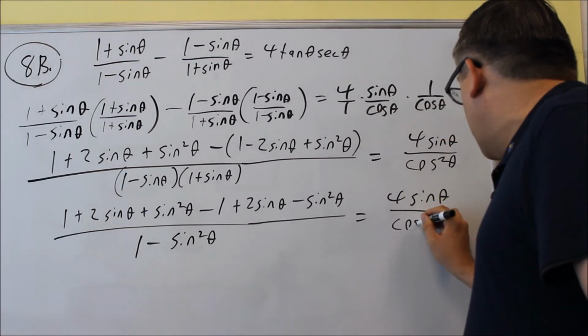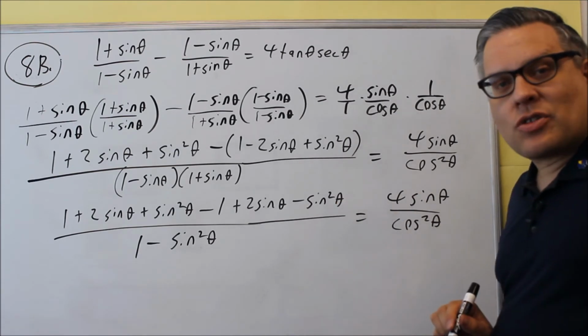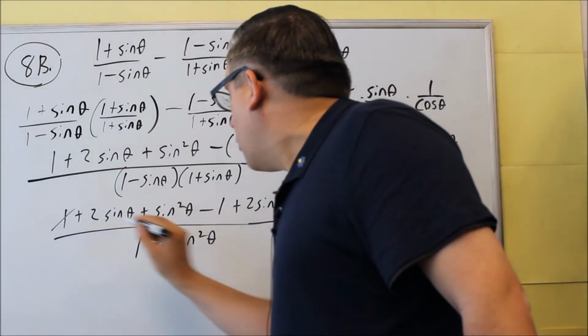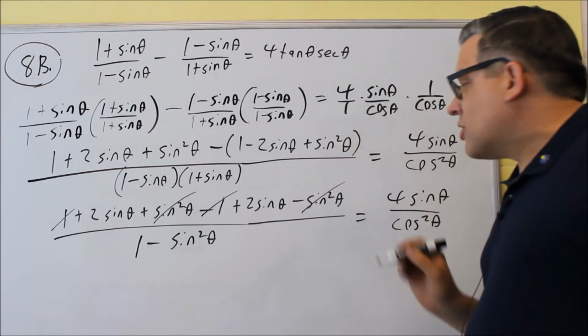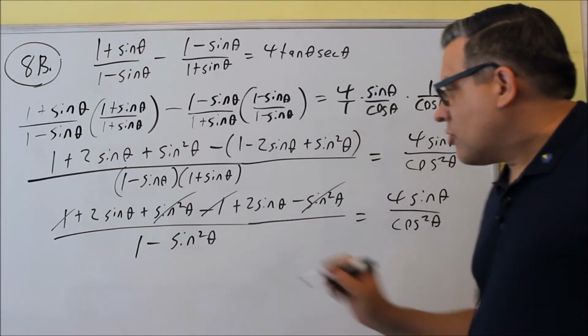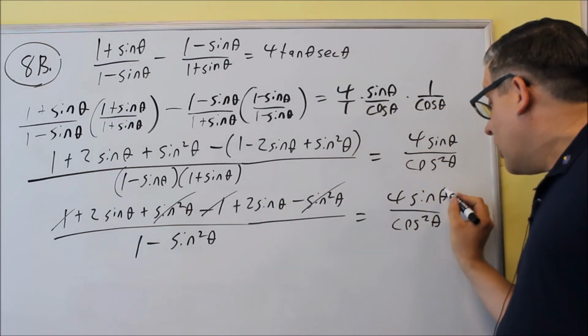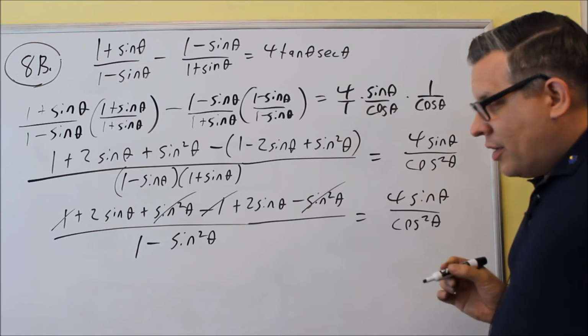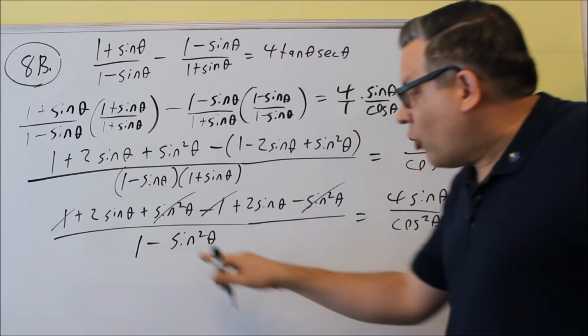Okay, so now we're down to this step here. Let's see if we can cancel some things out. First of all, we see the 1s are going to cancel out there. We get a sine squared and a negative sine squared. That's going to cancel out. So all I'm left with on top is a 4 sine theta. That's good because I have a 4 sine theta here. Now what about the bottom? Now the bottom one, I have 1 minus sine squared.